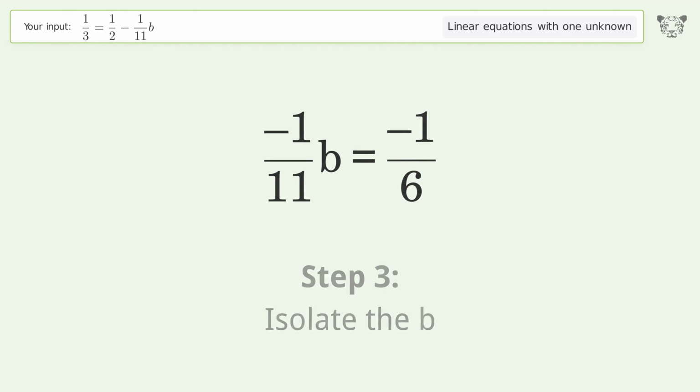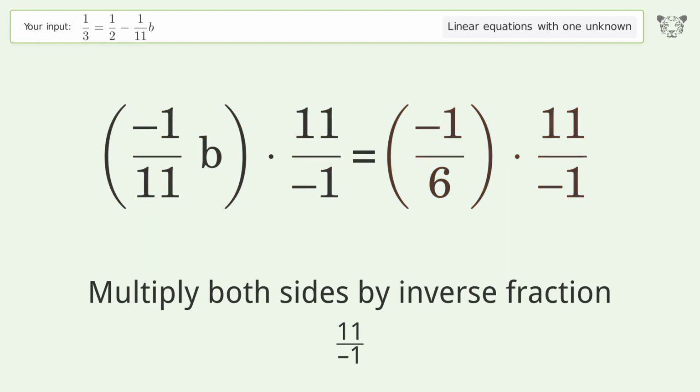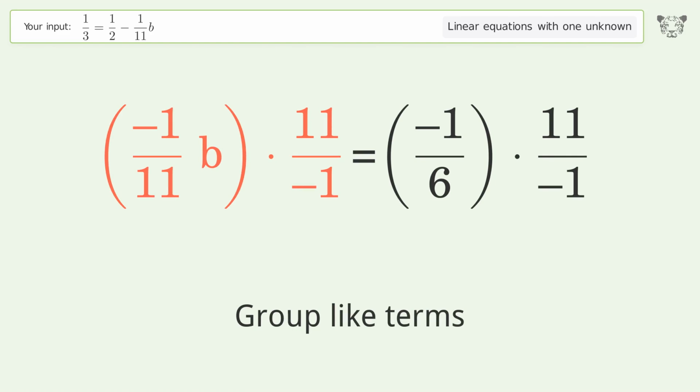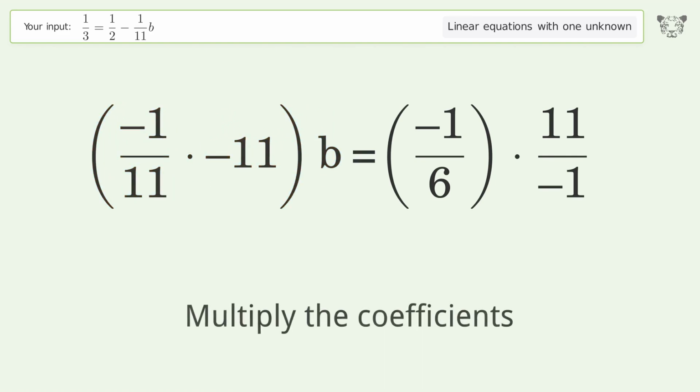Isolate the b. Multiply both sides by inverse fraction 11 over negative 1. Group like terms. Multiply the coefficients.